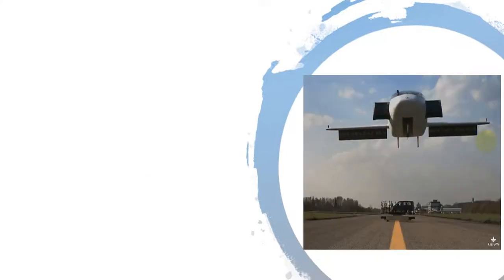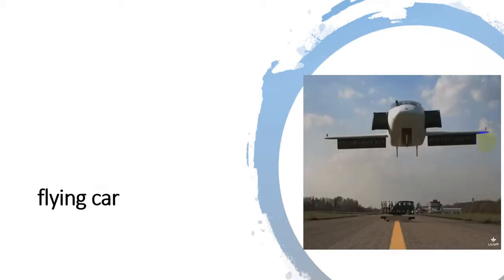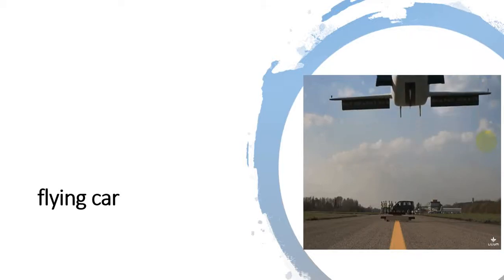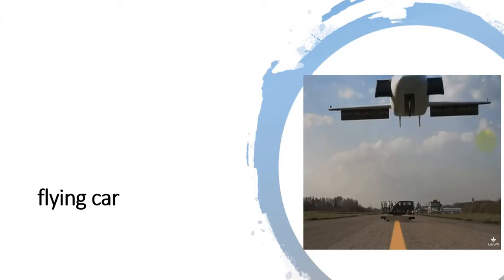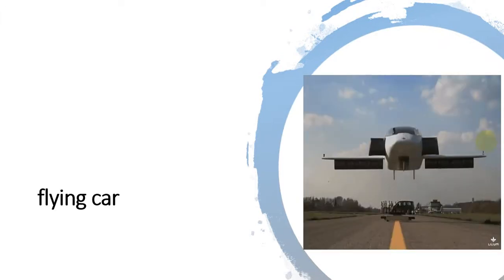What can you see here? Oh, that's amazing. So this one's supposed to be a car, but not a normal car. It's a flying car. Again, flying car. So write this one in your notebook, please, and use it in a sentence.